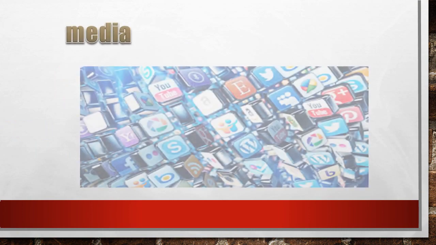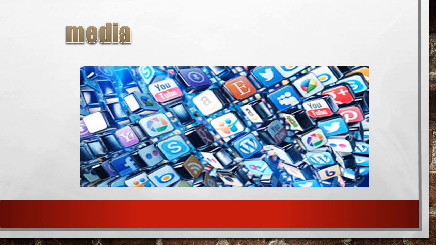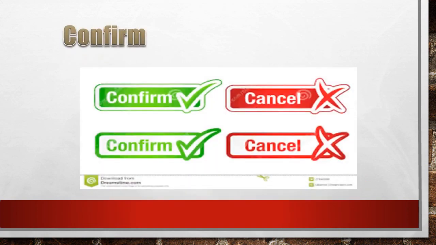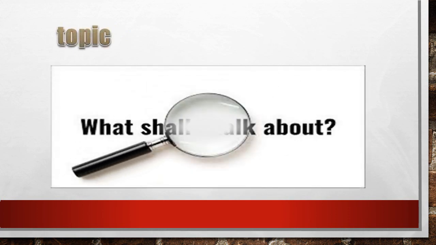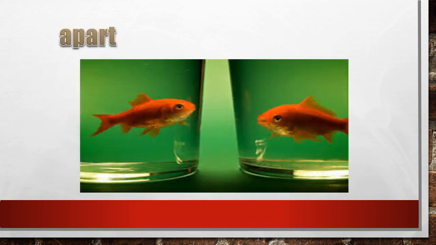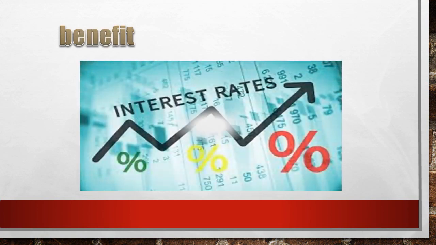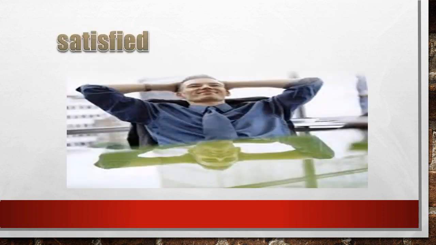Now we have some important words in the article. Media refers to the ways of communicating. Confirm, to say that something is true. Topic, the subject or what something is about. Apart from, excluded, not including. Benefit, a good point or an advantage. Satisfied, to get what you want or what you need.